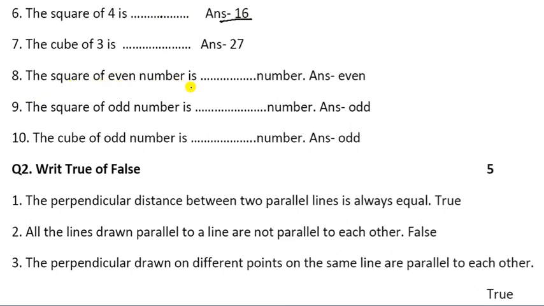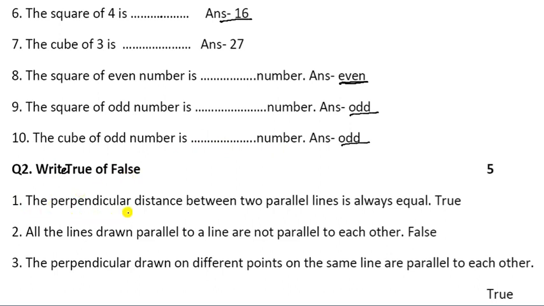Eighth, the square of an even number is always an even number, so you can write here even number. Now ninth, the square of an odd number is always an odd number, so you can write odd number. Now the cube of an odd number is always an odd number. So that is the answer, you can fill in the blank.